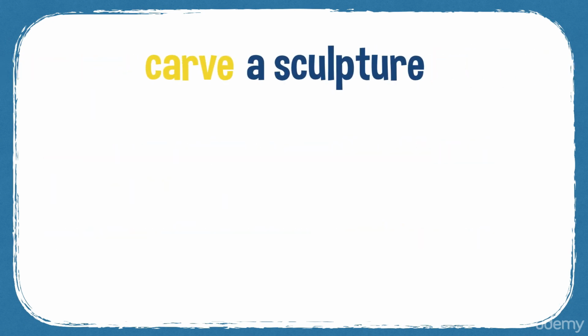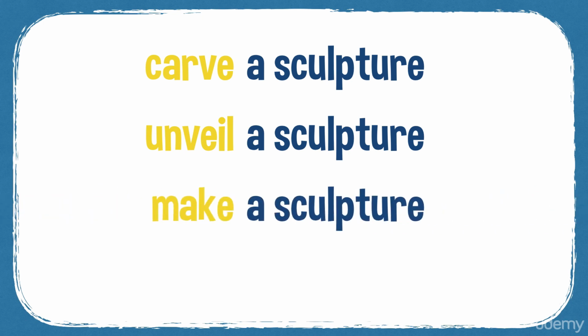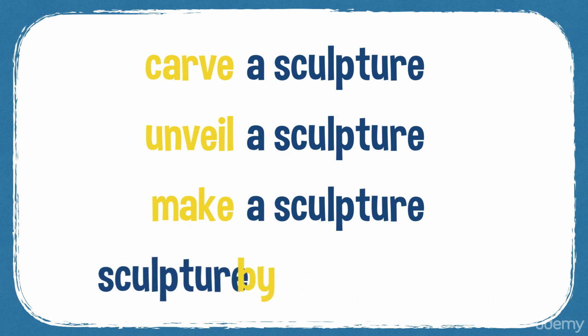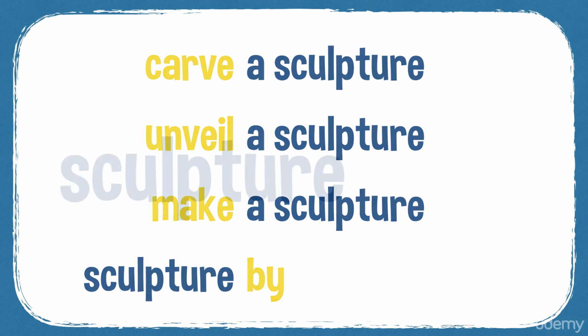You often carve a sculpture, unveil a sculpture. So when a sculpture is new, and for the first time you're going to show it to people, it's often covered in some cloth. And when you take off the cloth, you unveil it, you unveil the sculpture. You can make a sculpture. And when we're talking about the people who make sculptures, we say sculpture by. It was a sculpture by someone.